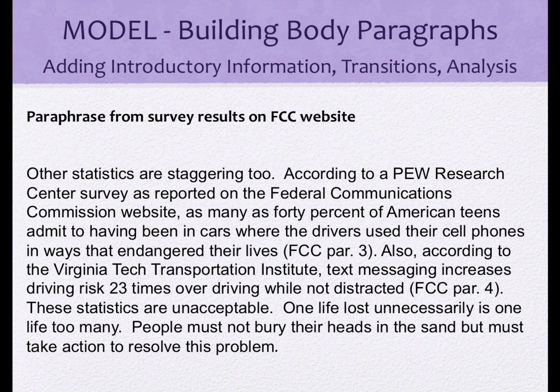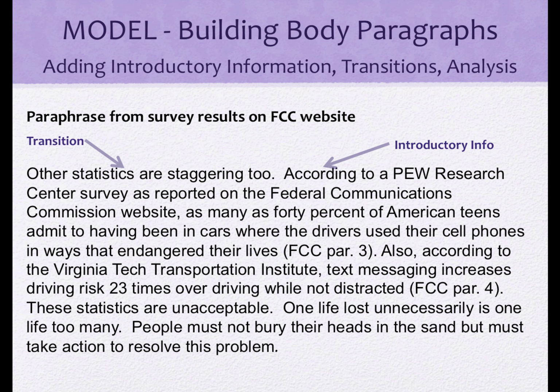This is the two parts of the paraphrase, which was the second example. Other statistics are staggering too. According to a Pew Research Center survey as reported on the Federal Communications Commission website, as many as 40% of American teens admit to having been in cars where the drivers used their cell phones in ways that endangered their lives. Also, according to the Virginia Tech Transportation Institute, text messaging increases driving risk 23 times over driving while not distracted. There's the transition to the second idea, the introductory information.